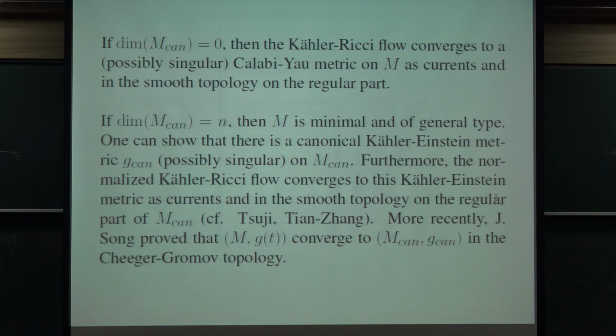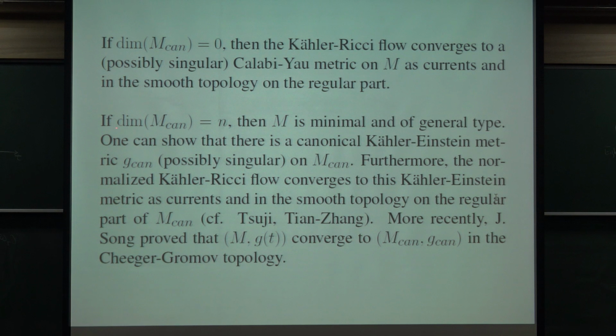There are a few cases we know. One is when the dimension of the canonical model is 0. This time the Ricci flow converges to a Calabi-Yau metric on M as currents, and in the smooth topology on the regular part. In a three-dimensional case this corresponds to the Euclidean space case, converging to the Euclidean space metric. The only thing is, in the Kähler case, because the dimension can be higher, the picture is a bit complicated. The limit might be singular, but the singularity is a smaller set.